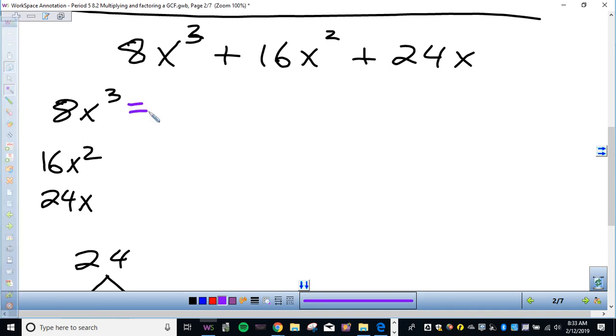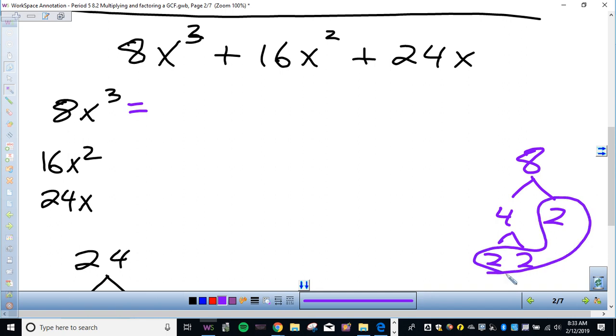So the prime factors of 8 are what? Do you remember how to get prime factors? If we start with 8, two numbers that multiply together to get 8 are 4 and 2. Can I break apart 4? Yeah. 2 and 2. So the prime factorization is 2 times 2 times 2.